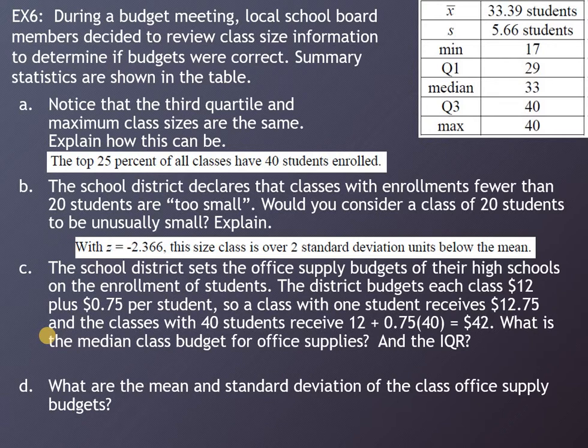Back it up. Okay. C says the school district sets the office supply budget. So it's $12 plus 75 cents per student. So one student gets $12.75. Does that make sense where they're coming up with that equation, like how they're working that? It says, what is the median class budget for the office supplies?